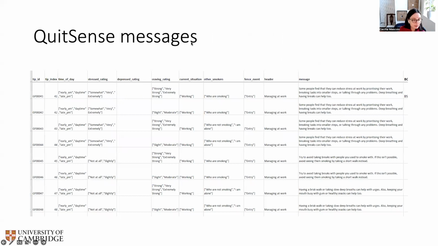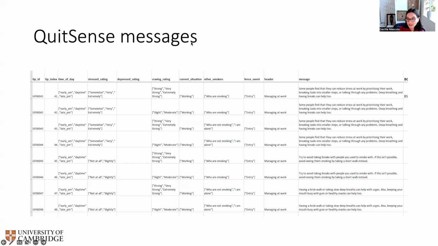This is another example that we have done on the QuickSense smoking cessation app. Some of the messages were related to how some people find that they can reduce stress at work by prioritizing their work, breaking tasks into smaller steps, and talking through any problems. Deep breathing and having breaks can help too. So this is about reducing stress.